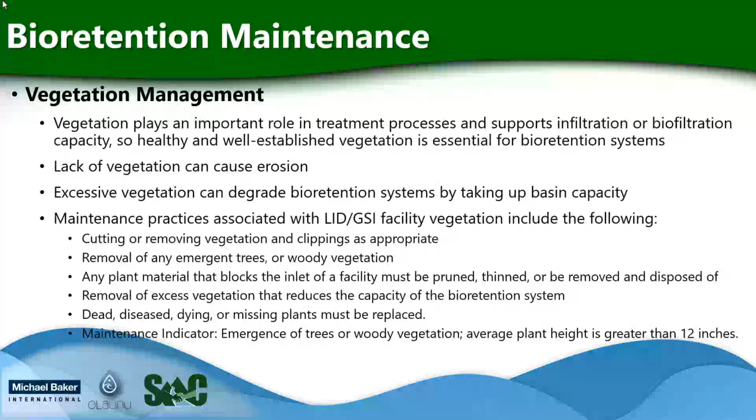Maintenance practices include cutting and removing vegetation and clippings as appropriate, removing any emergent trees or woody vegetation. Any plant material that blocks the inlet or facility must be pruned, thinned, or removed and disposed of. Removal of excess vegetation that reduces the capacity of the bioretention system must also be completed. Any dead, diseased, dying, or missing plants must be replaced. Your maintenance indicator is emergence of trees or woody vegetation, or an average plant height greater than 12 inches.